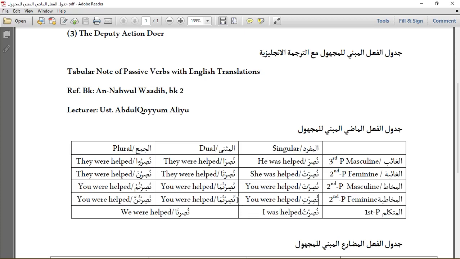The same form of the verb for female. Nusirtuma, you were both helped. Then for the Mutakallim, for the first person form of the verb, we have Nusirna, we were helped. Then for the plural form, third person, Nusiru, they were helped for male. Then for female, we have Nusirna. The active form of this verb is Nasarna. So it's just we stick to the rule of changing active to passive verb.